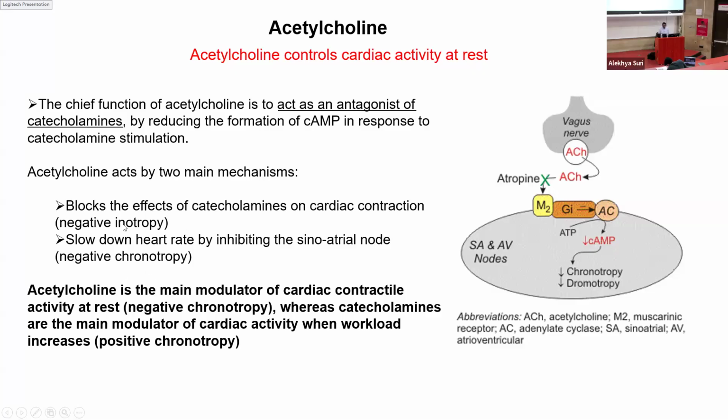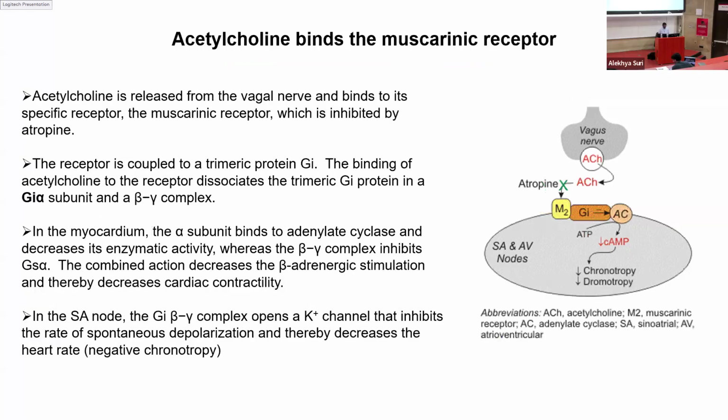Therefore, you will see a negative inotropy. And then it will also reduce the heart rate, and so you will see a negative chronotropy. So it does exactly the opposite of what catecholamine does. The mechanism is also somewhat similar. The acetylcholine will be released by the vagus nerve, and it binds to a specific receptor called the M2 receptor in cardiac myocytes. Acetylcholine binds to different receptors in different tissues, but in cardiac muscle it binds specifically to the M2 receptor, and the M2 receptor is coupled to another set of G protein.